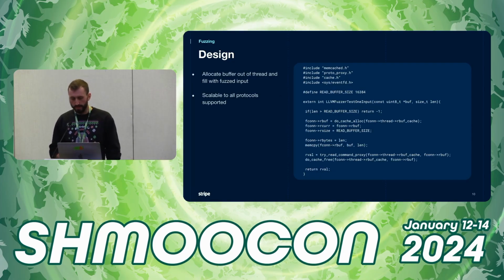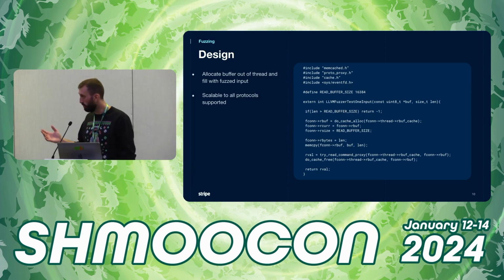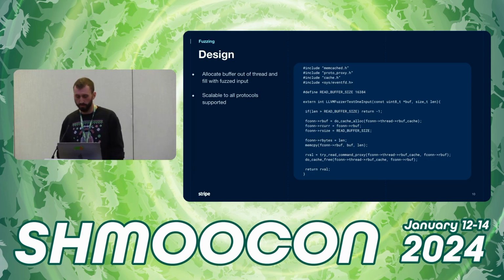And then this is what, I'm not sure if it shows up there, but this is what one of the inputs looks like once it's being fuzzed. So down here, we're just allocating memory out of our MC worker. We're memcopying in the fuzz data that we're getting from AFL. And then we're passing it to this try-read command proxy. And this is essentially the entry point for all proxy parsing code.